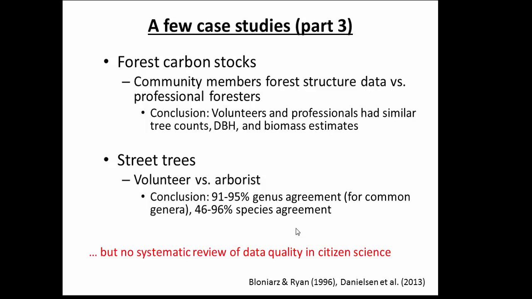New York has now developed this very comprehensive street tree guide for their city that some of our other northeastern cities can borrow, but it's not a resource for the volunteers that is terribly well developed at this point. And also more broadly across these different citizen science projects, different kinds of organisms and study systems, there hasn't yet been a systematic review of data quality in citizen science to try to understand broader patterns across these different studies.